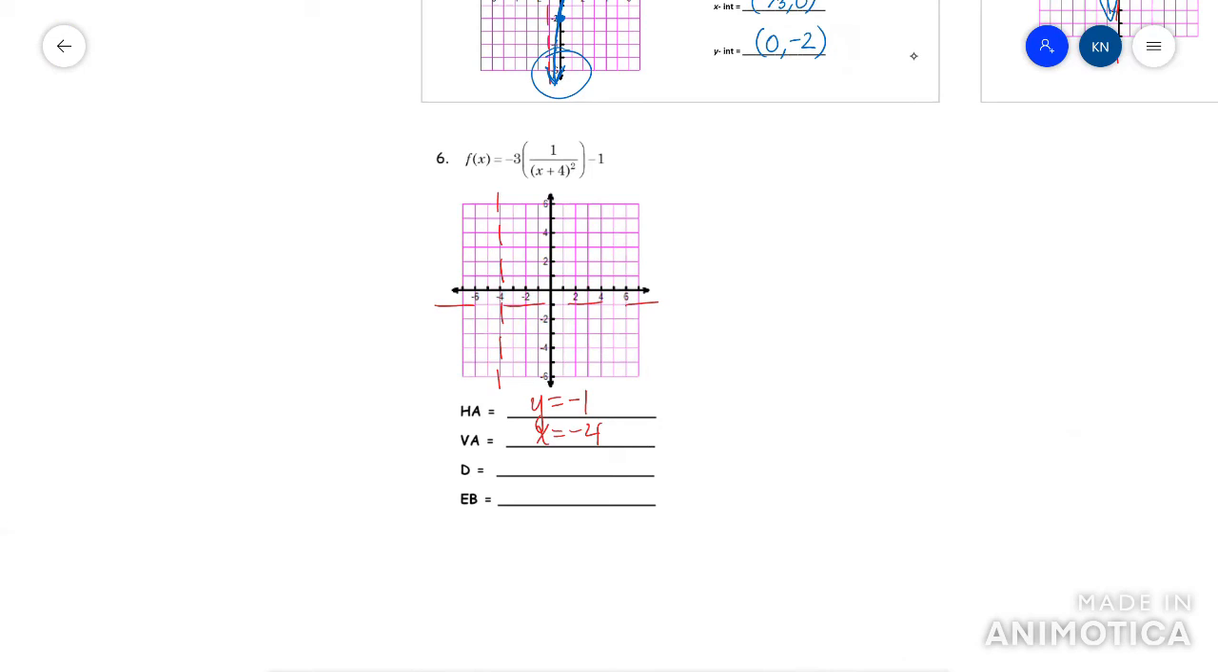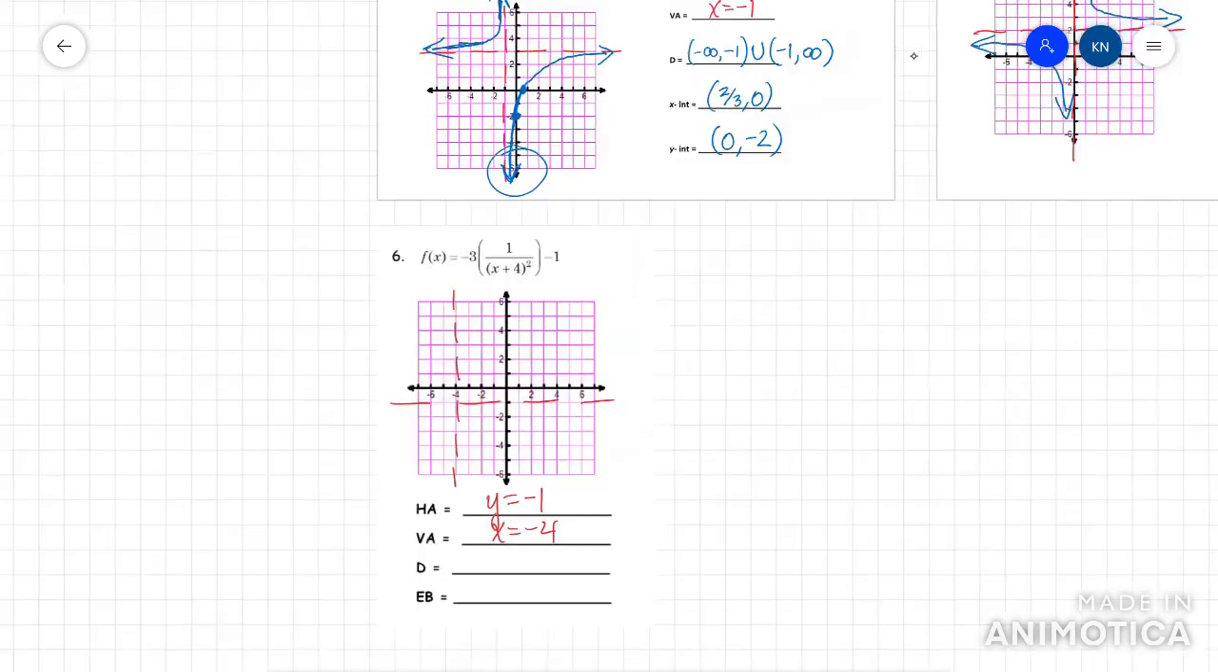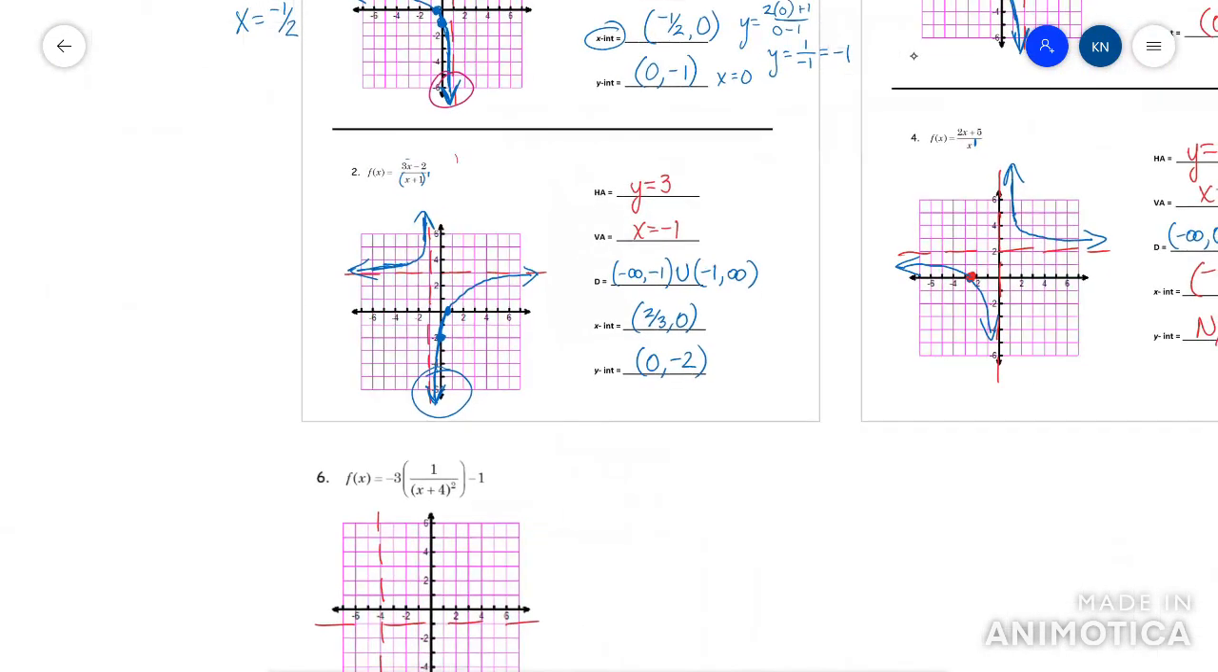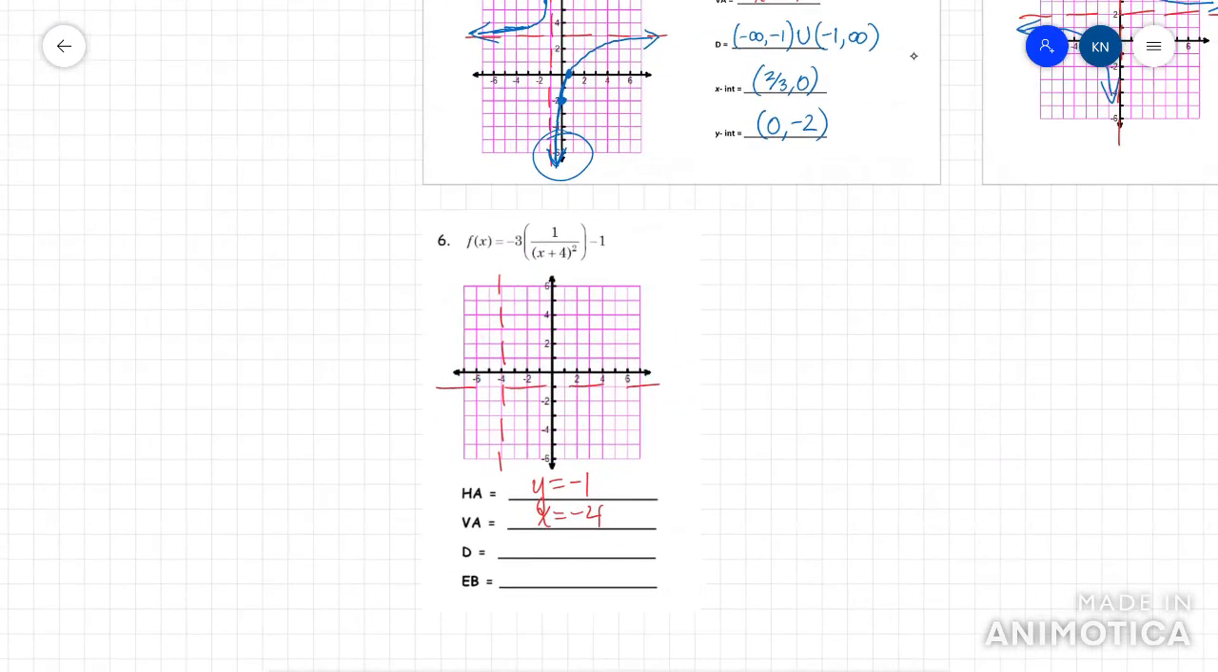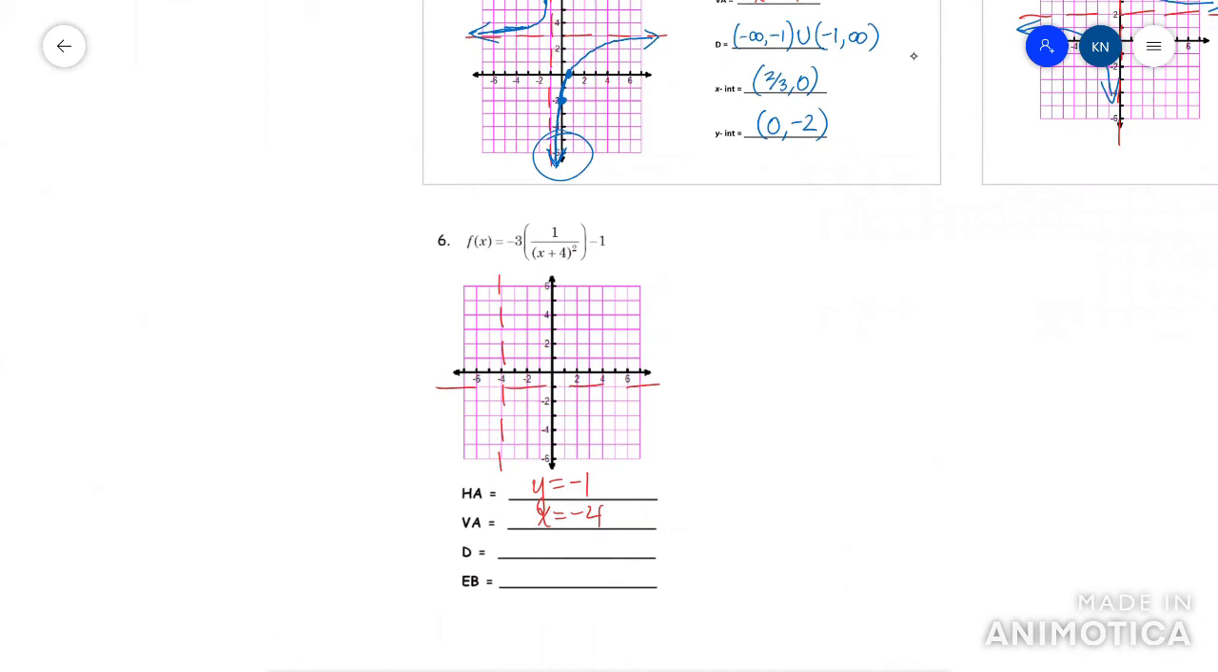In terms of the exact location of the X-intercept, we don't care that much. It's not like one of these where you're really needing the X-intercept to draw. But it would be beneficial, but I'm not going to go get it.